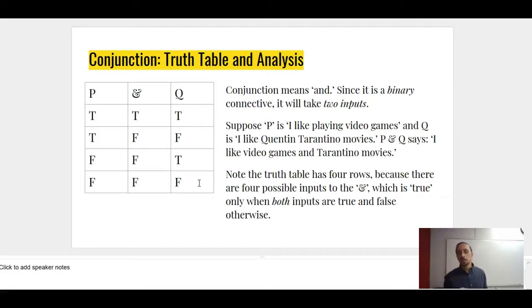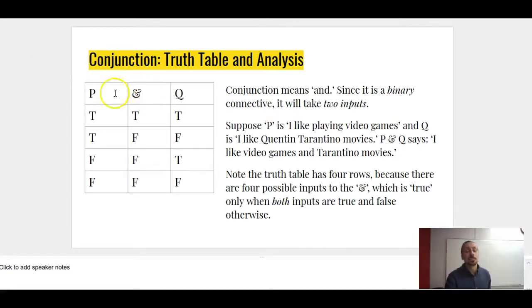P is either true or false. Q is either true or false. How many combinations are there? There are 4 possible combinations. True, true, true, false, false, true, false, false. So what the truth table here is doing is it's giving the value of the AND, of the state of the complex statement, P and Q, for every possible value of its components.